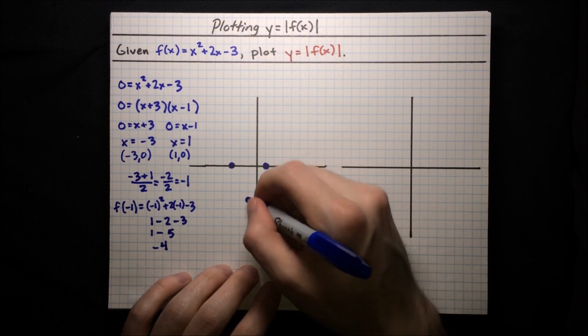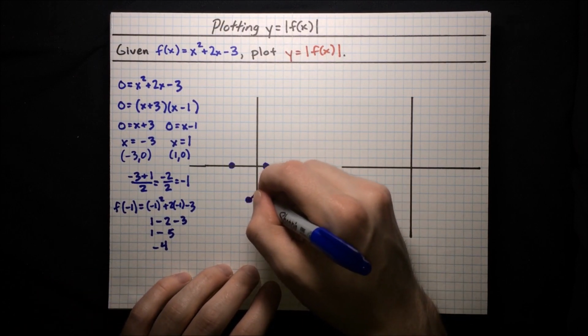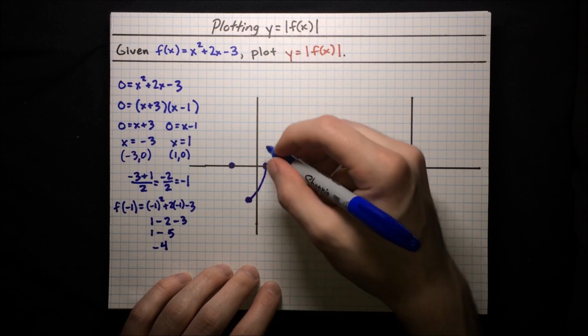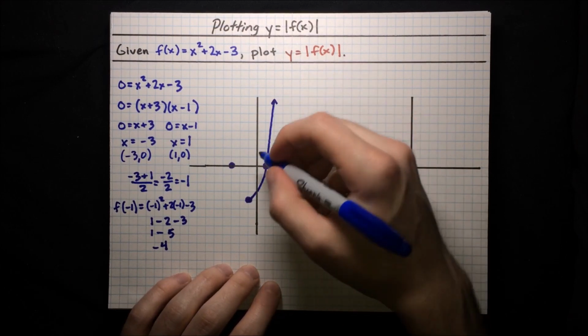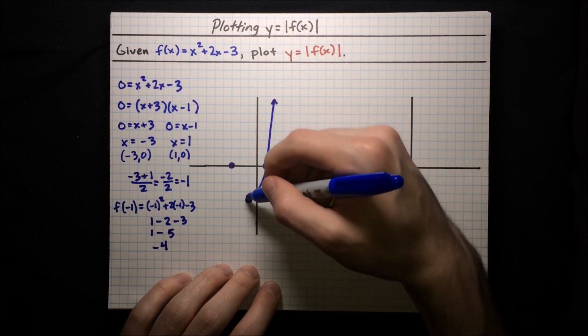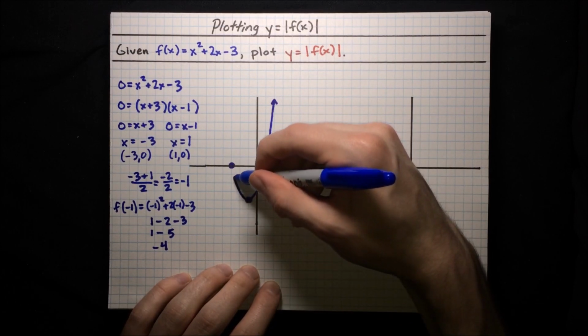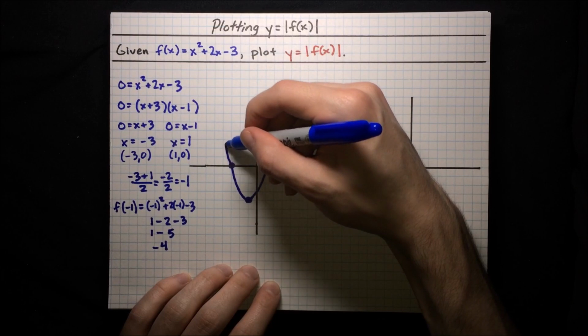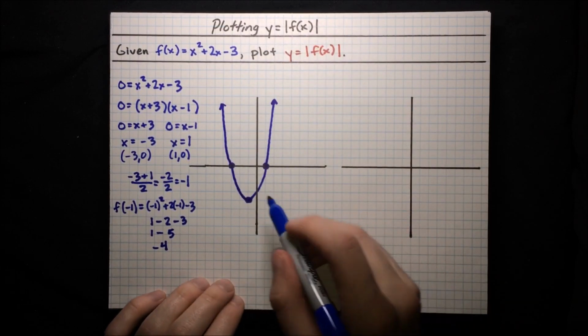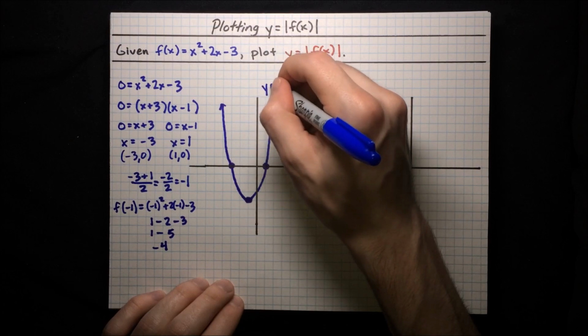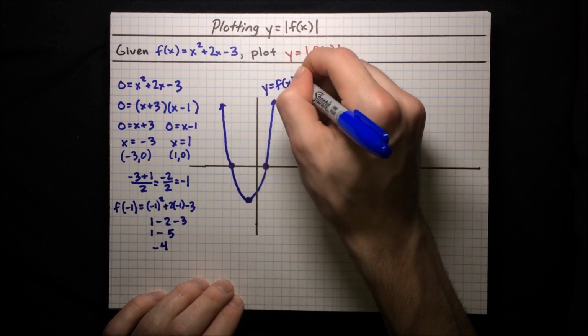Now we have enough information to draw a pretty nice graph of this parabola. We'll make it start at the vertex, go up to the root here, and then just continue on up. Okay, and then same with the other one. Start at the vertex, go up to the root, and continue on up.